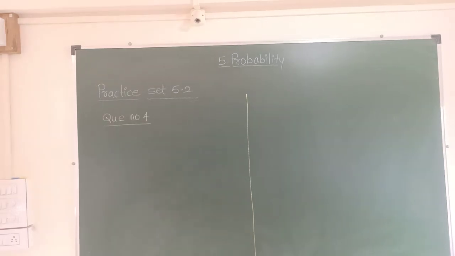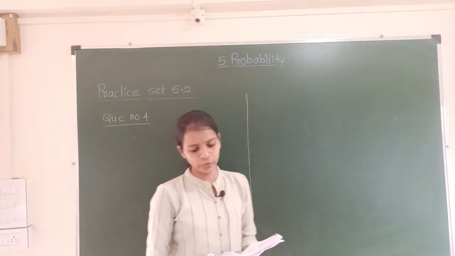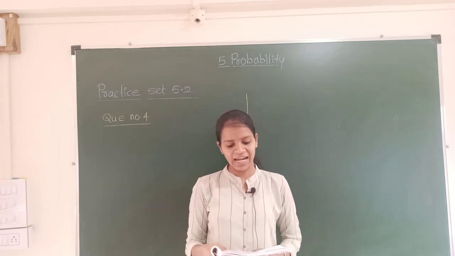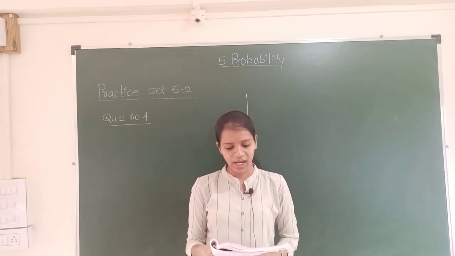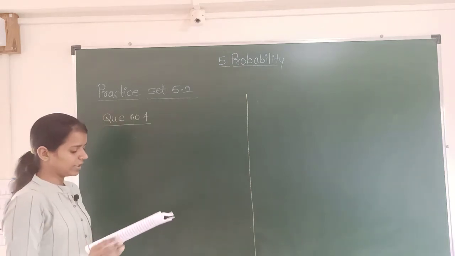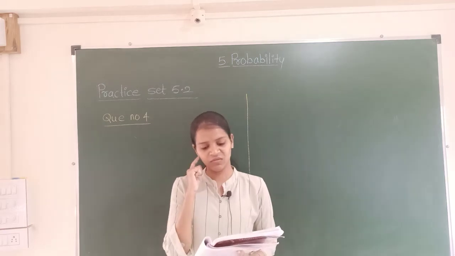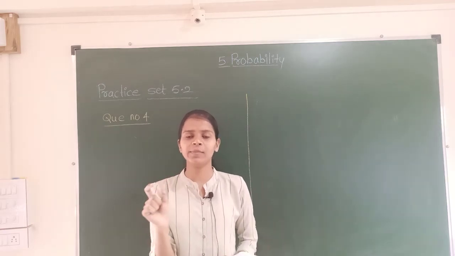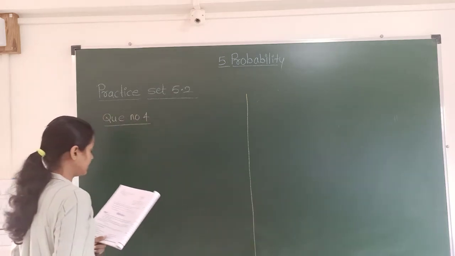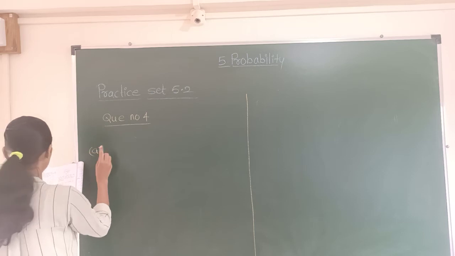See, question number 4 is: from a road safety committee of 2, from 2 boys B1 and B2 and 2 girls G1 and G2, complete the following activity to write the sample space. Okay, in the road safety committee, 2 boys, written in the format B1 B2, and 2 girls G1 and G2, and we have to complete the activity to find the sample space. Okay, so we will complete the activity.